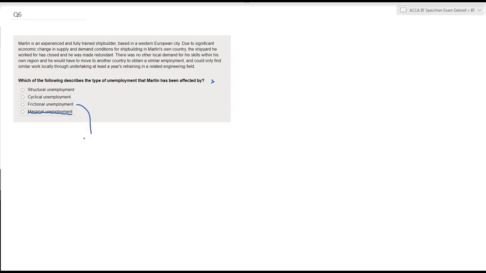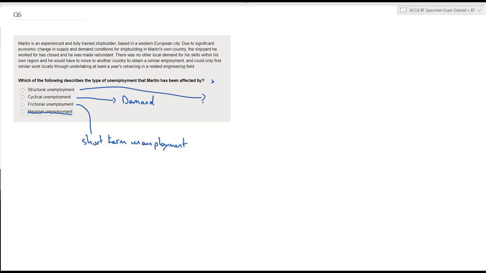Frictional unemployment relates to short-term unemployment, and this is caused by people generally voluntarily changing their jobs. Cyclical unemployment considers the aggregate demand in an economy, and if it's too low, then there will be insufficient demand to generate employment opportunities. It's often due to economic upturns and downturns, and therefore cyclical unemployment tends to be a major problem at the bottom of a recession where demand in the economy is very low.